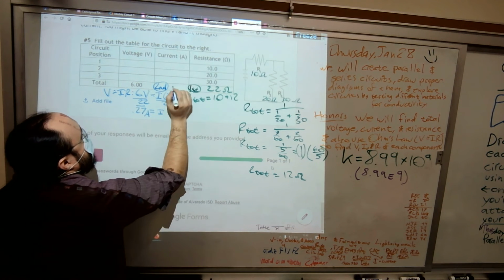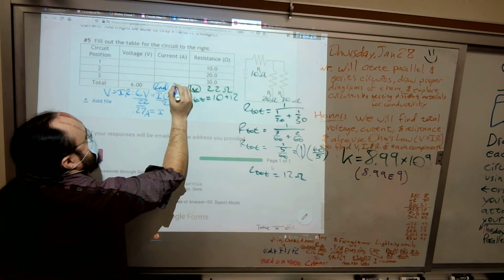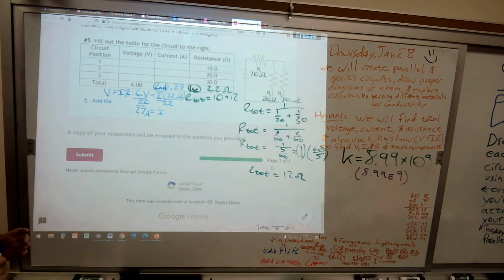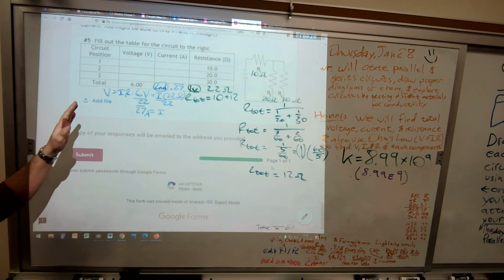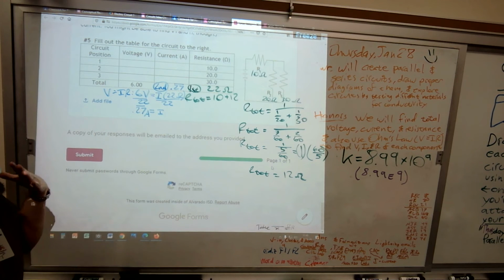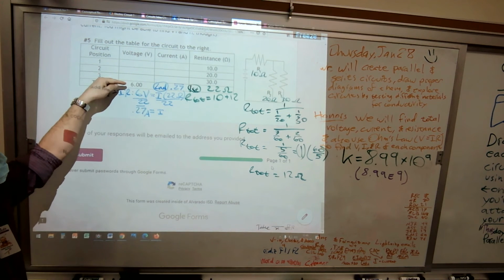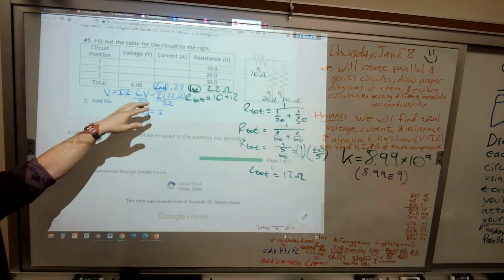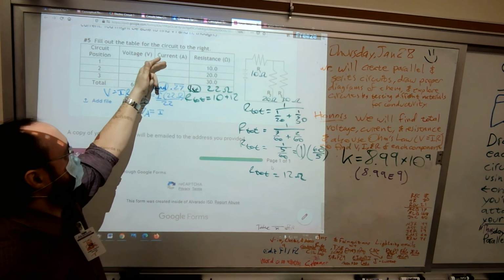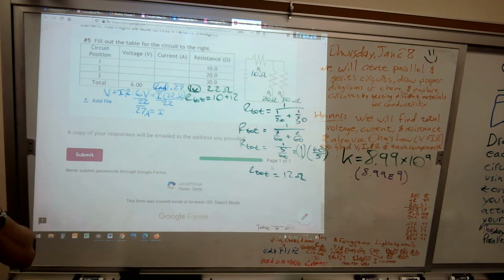0.27 amps is I, so here we go. 0.27. All right, the next step is to find the one that's the same the whole way. If it's a parallel circuit, voltage is the same the whole way, so we put 6. And if it's a series circuit, current's the same the whole way, so we put 0.27 in each box. But it's neither. It's got a parallel section inside a series circuit.